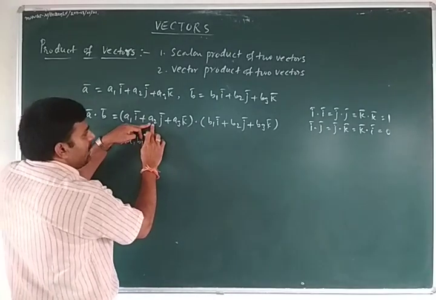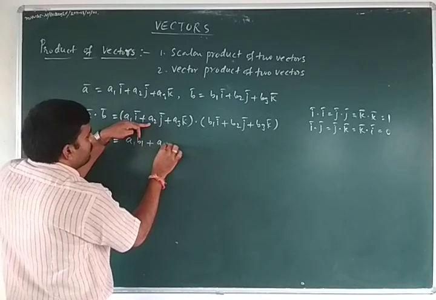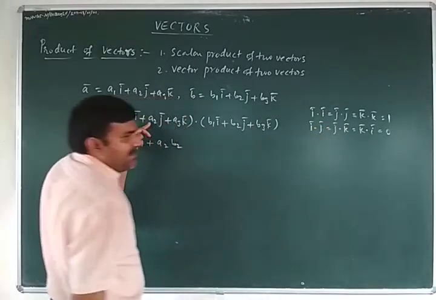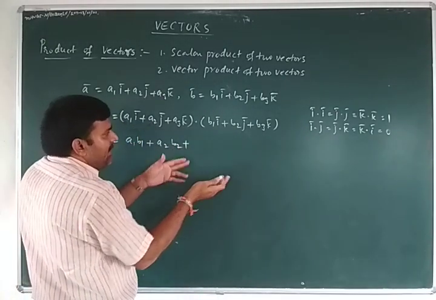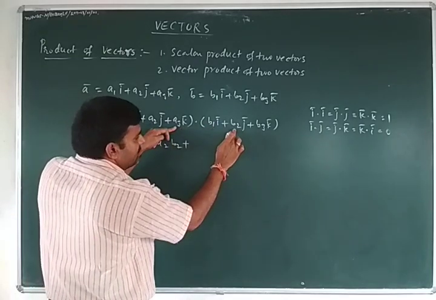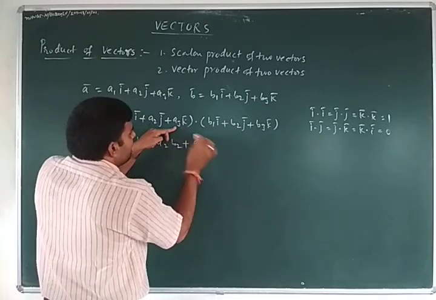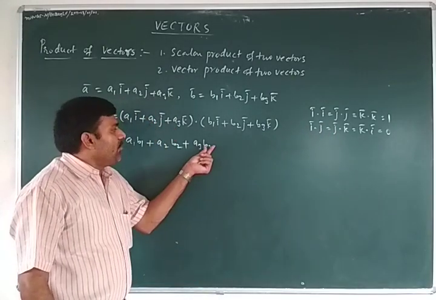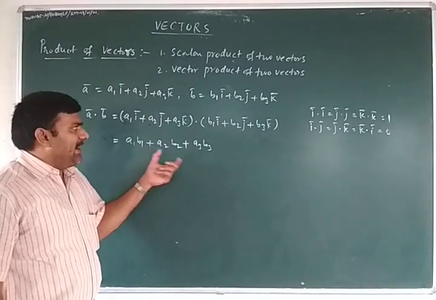And next A2 B2 J bar dot J bar. J bar dot J bar value is 1. So that's why I am writing here A2 B2 plus. Similarly, when I am multiplying the remaining terms, this one into this one is 0, this one into this one is 0, and this one into this one: A3 B3 K bar dot K bar. K bar dot K bar value is 1. So therefore the dot product of two vectors will be defined like this.